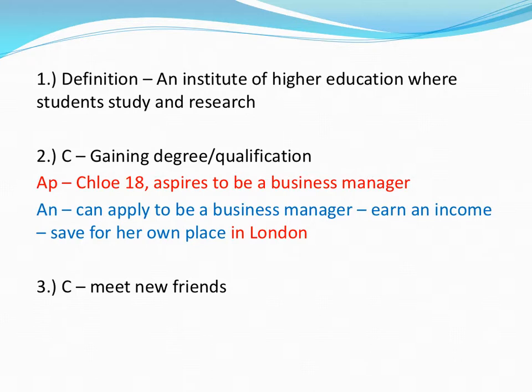This question's about the benefits of university. So another benefit of going to university is meeting new friends. Therefore you'd say another benefit of going to university is that Chloe can potentially meet new friends.